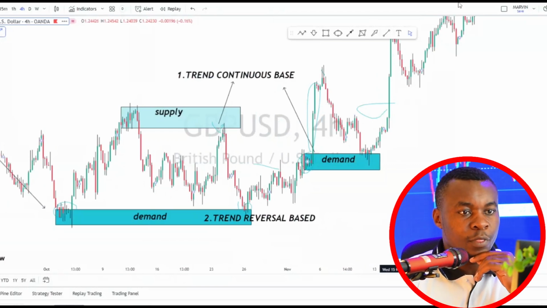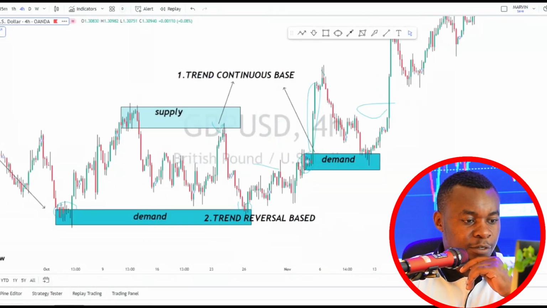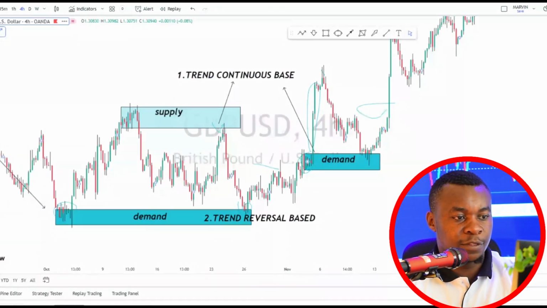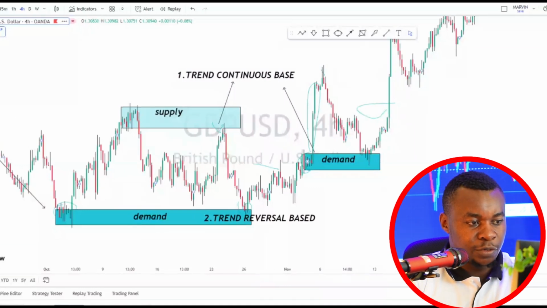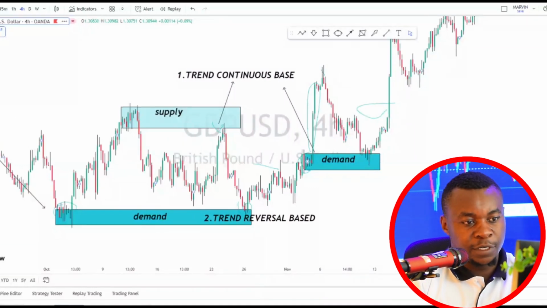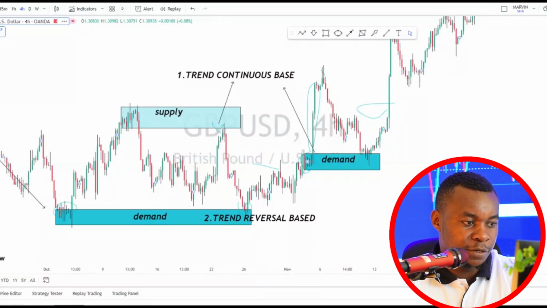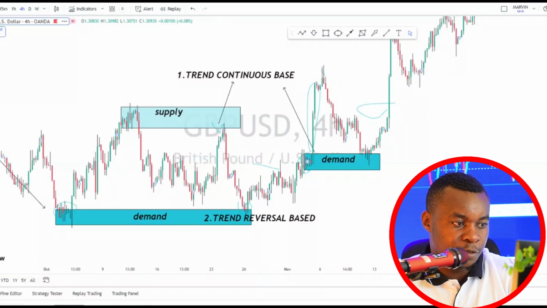Okay. So now, these zones are not permanent. At some point they'll break. The strength of supply and demand: how did the price leave the level, the strength of the move, etc. Those are some of the things you need to consider when you're measuring the strength of a demand and supply zone. Remember I've said these zones are not permanent.